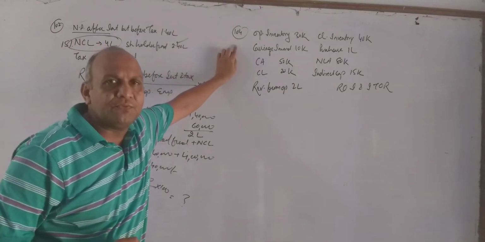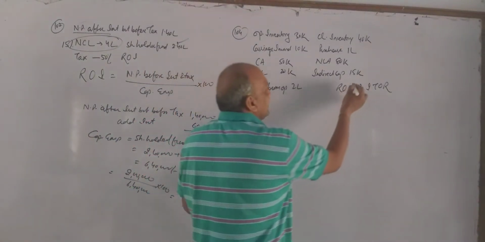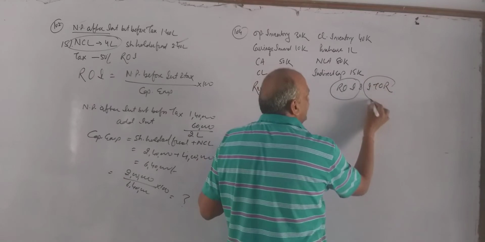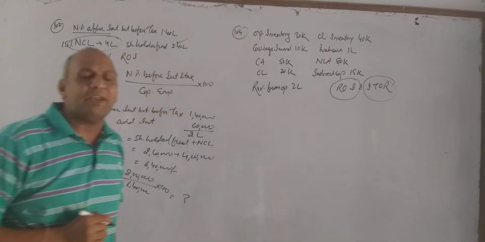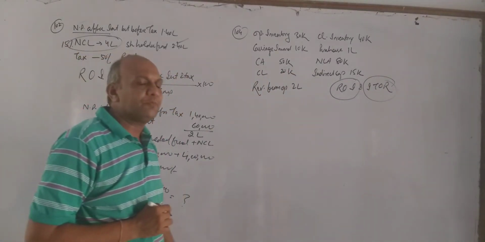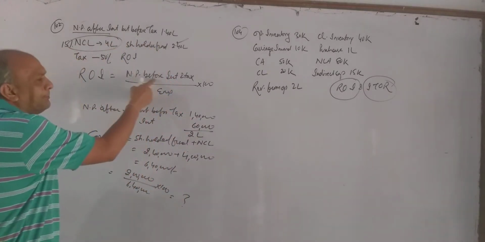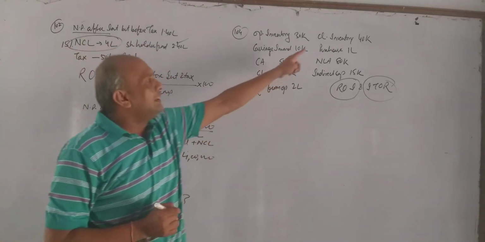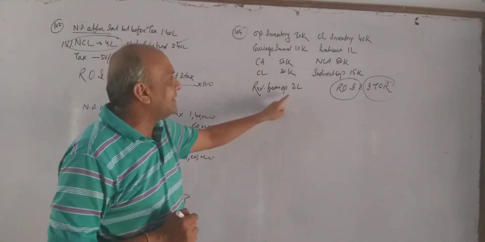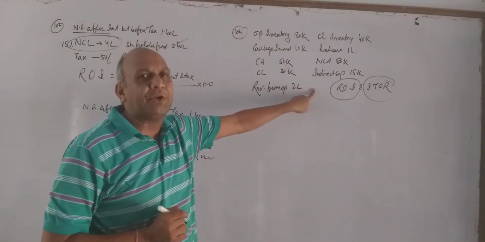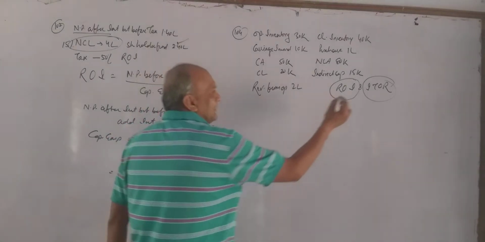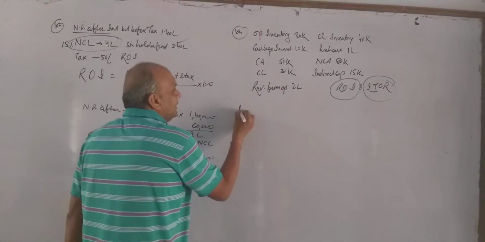Sum number 104. Here the sum is asking two things, return on investment and inventory turnover ratio. For return on investment, we need net profit before interest and tax. In the entire sum, not a single point is given which is related with net profit. So what to do? Let us first apply this formula.